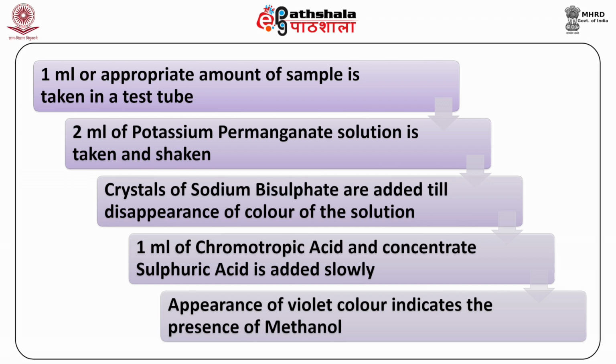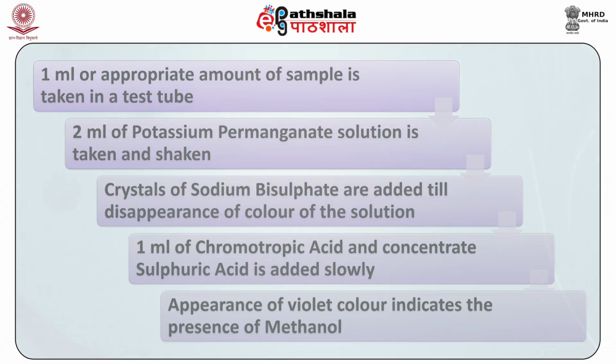After this, a few crystals of sodium bisulfate are added with shaking till disappearance of the color, and then 1 ml of chromotropic acid, which is a 5% aqueous solution of the sodium salt of chromotropic acid, and concentrated sulfuric acid are added slowly along the inner walls. Appearance of violet color will indicate the presence of methanol.